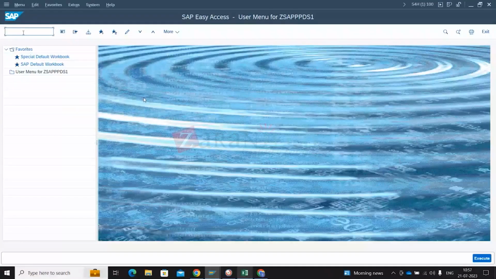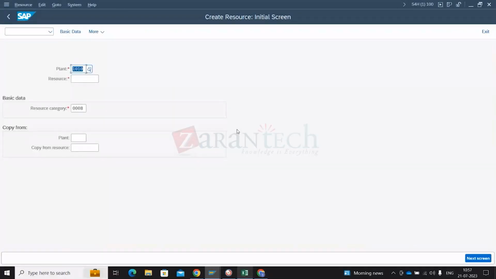So let us create the resources. The transaction to create resources is CRC1, I guess, or CR. Yeah, CRC1. First of all, Jyotsna, please explain to us what a resource is as per your understanding, in layman's language. It can be a person or it can be a machine as well. Perfect. And it is something where you get some operation done, right? Correct. Yes. There is some processing happening.